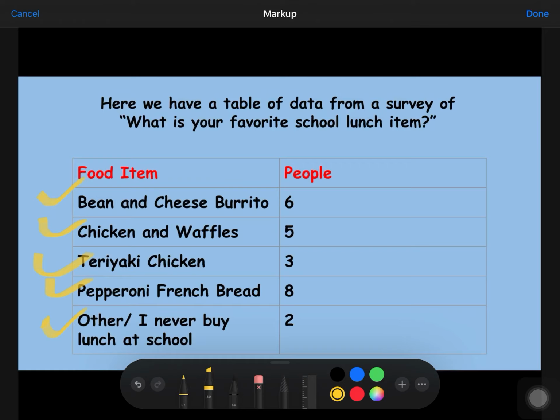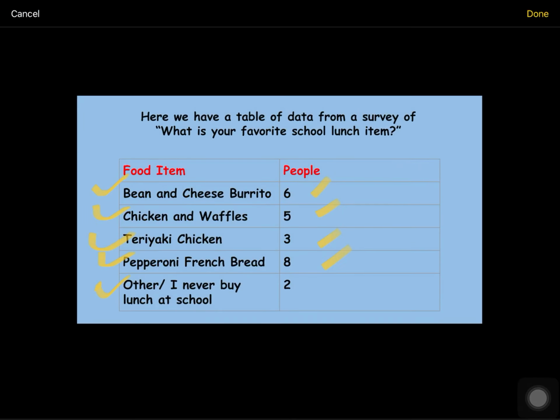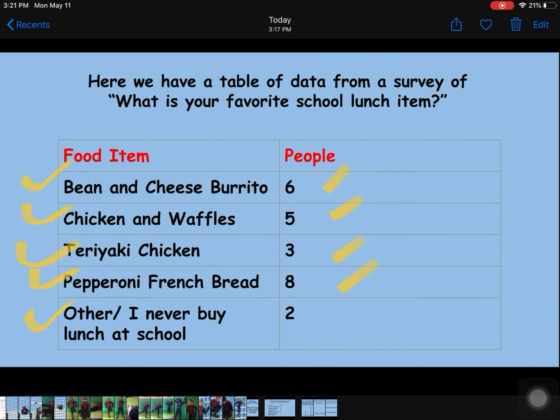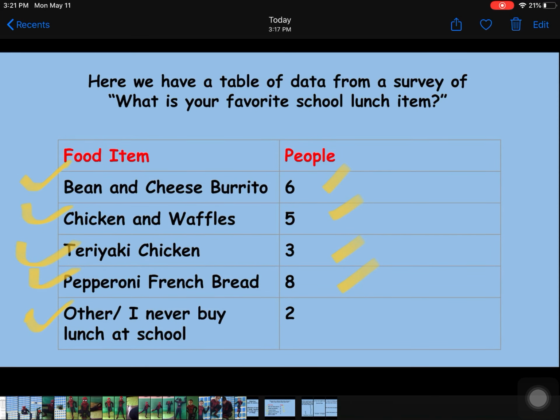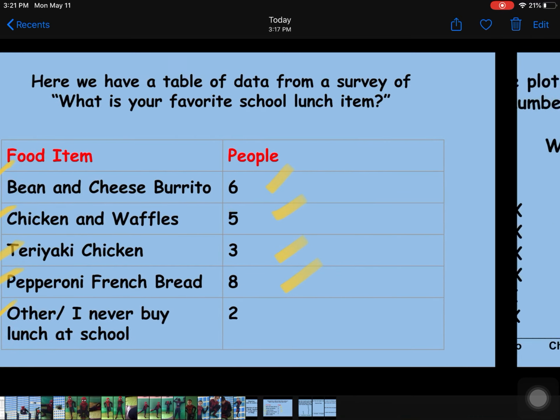Okay, so I have 6 people that said their favorite school lunch item was bean and cheese burrito. I have 5 people that said their favorite school lunch item was chicken and waffles. 3 people said teriyaki chicken. 8 people said pepperoni French bread. And then 2 people said, I like something else, or I never buy lunch at school. Okay? And some of you I know never buy lunch at school. That's okay. All right, now I have taken this data and I have made a line plot.